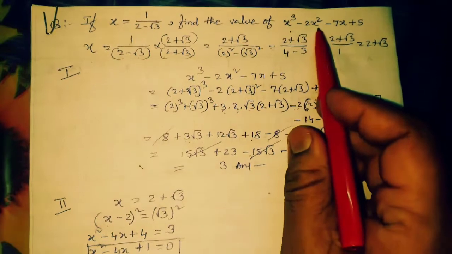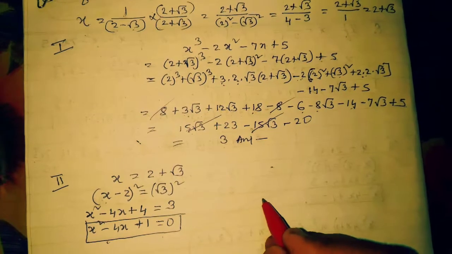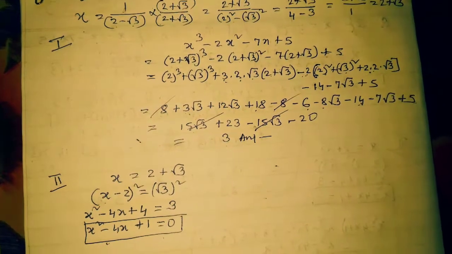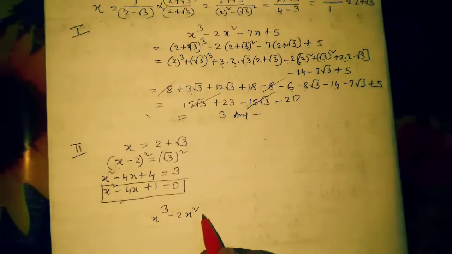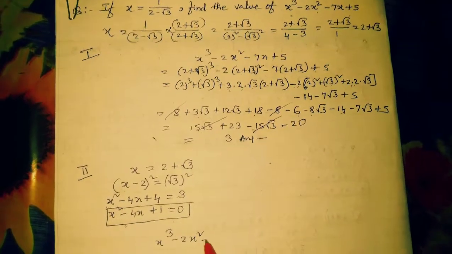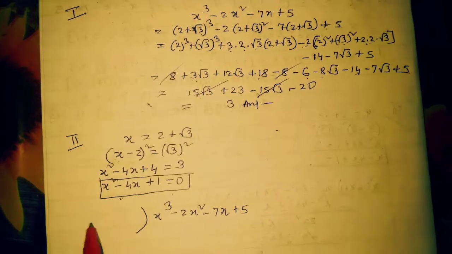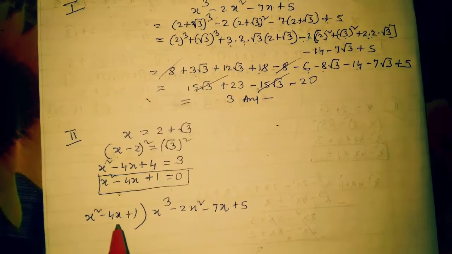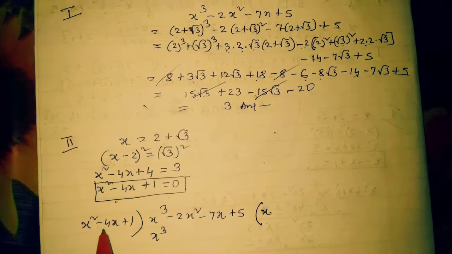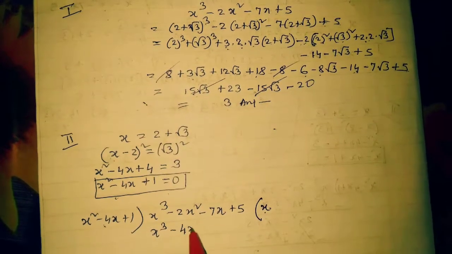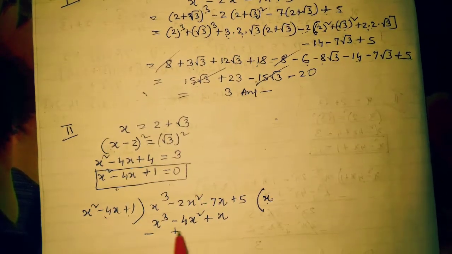Now see students, what will you do here? This x cube minus 2x square minus 7x plus 5 will divide by x square minus 4x plus 1. So if we'll divide here, see what it is coming. X cube minus 2x square minus 7x and plus 5 will be divided by x square minus 4x plus 1. X square into x, if you multiply, you'll get x cube minus 4x square and plus x. Now change the lower sign for subtract.